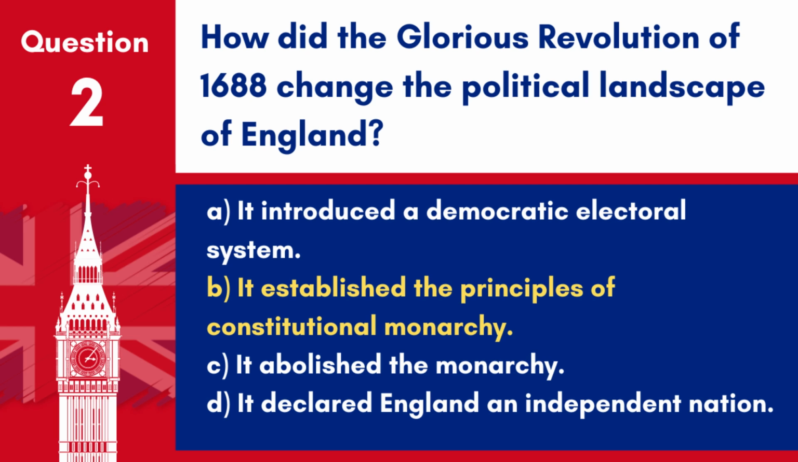Answer: B. It established the principles of constitutional monarchy. The Glorious Revolution resulted in the affirmation of parliamentary supremacy and laid the groundwork for a constitutional monarchy.